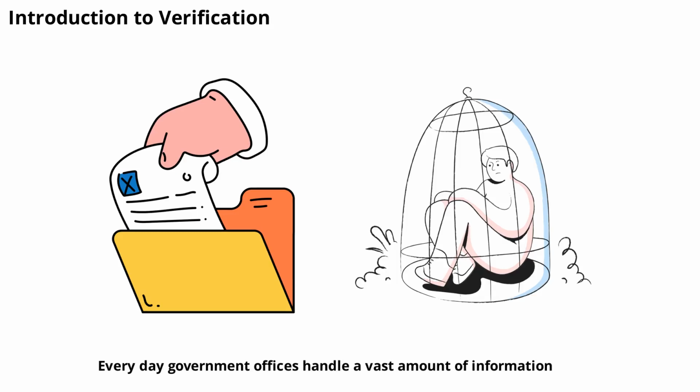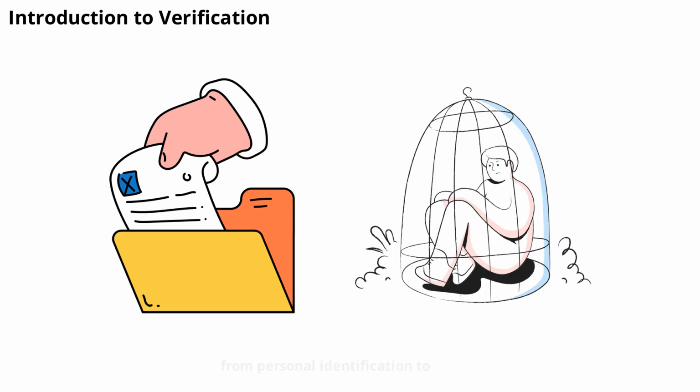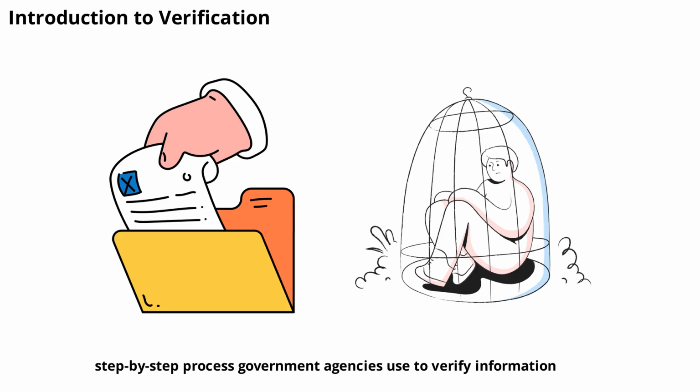Every day, government offices handle a vast amount of information, from personal identification to business registrations and public records. But how do they ensure that the data they receive is accurate and trustworthy? In this video, we'll take a deep dive into the step-by-step process government agencies use to verify information.